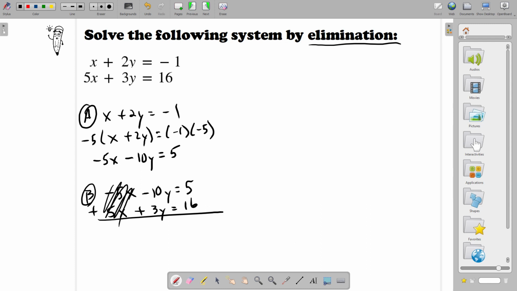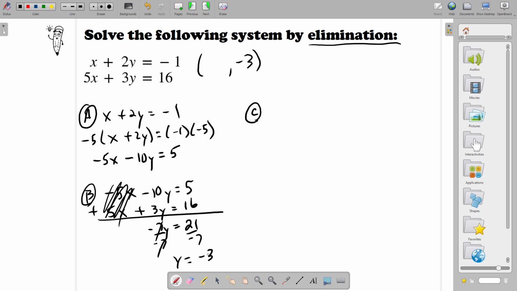The negative 5x and positive 5x add out. Negative 10y and 3y is negative 7y. 5 and 16 is 21. Divide by negative 7. We get y equals negative 3. So the y coordinate of that solution is negative 3.